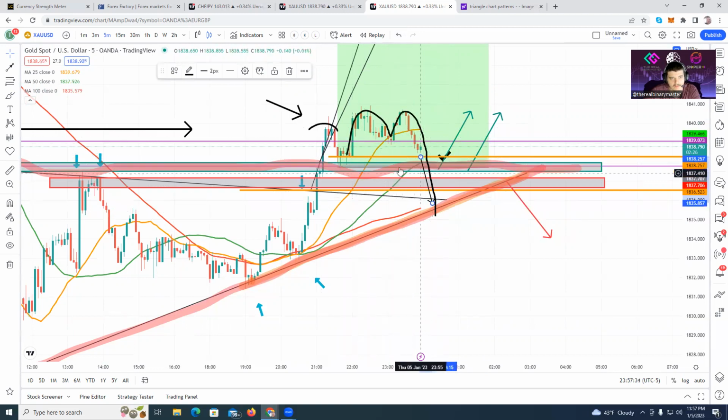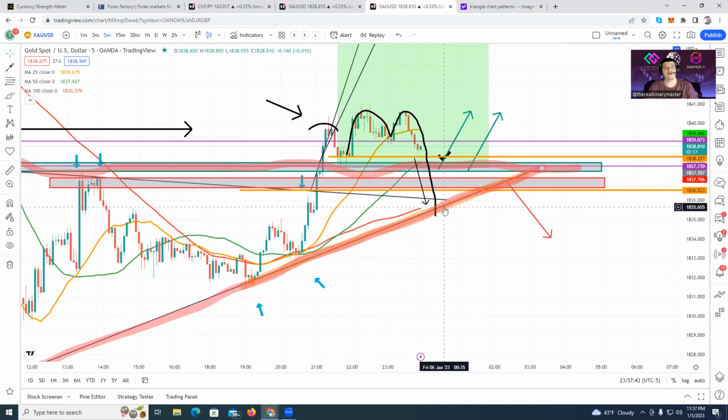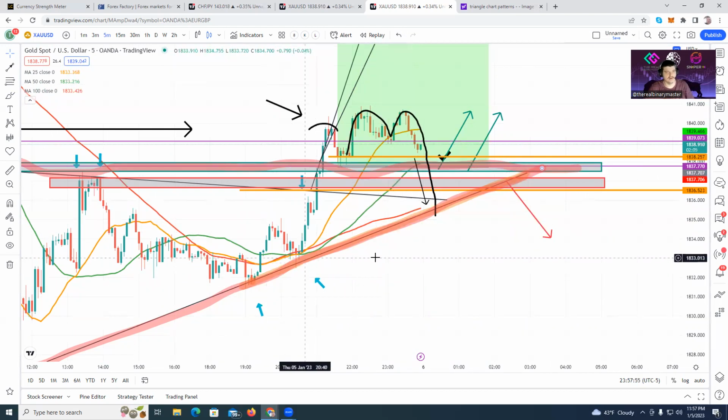And where would it go? It would go the distance of the M from the top to the bottom, which gives us a pullback to the potential trend line. So you ask yourself, is this a probability? Is this a possibility? Yes, it is. This could potentially happen and price still be bullish. Why? Because we've created the higher high and we're respecting these higher lows here.